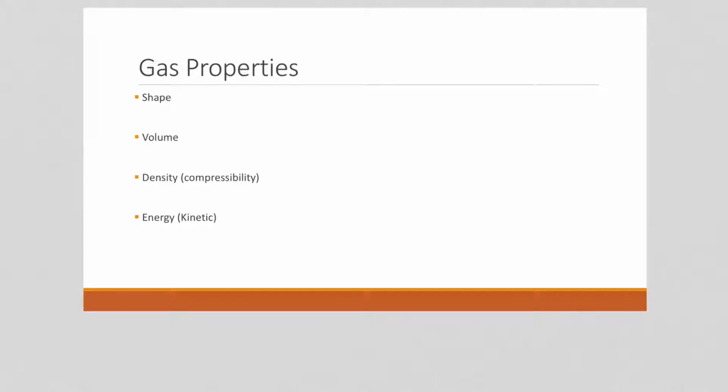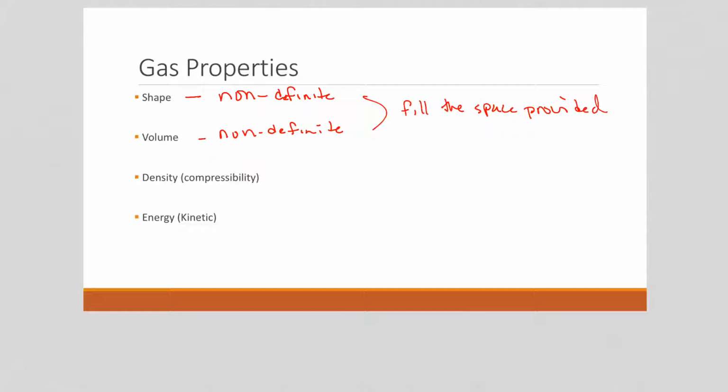Chapter 1. So first of all, if we think about the shape of a gas, right? Gases have non-definite shape, and they also, if you remember, have a non-definite volume. Essentially what that means is they will fill the space provided. Right? So you put a gas in a container, it will fill the provided container, right? It'll occupy that shape of container, and it'll fill that volume of container, whatever that happens to be.